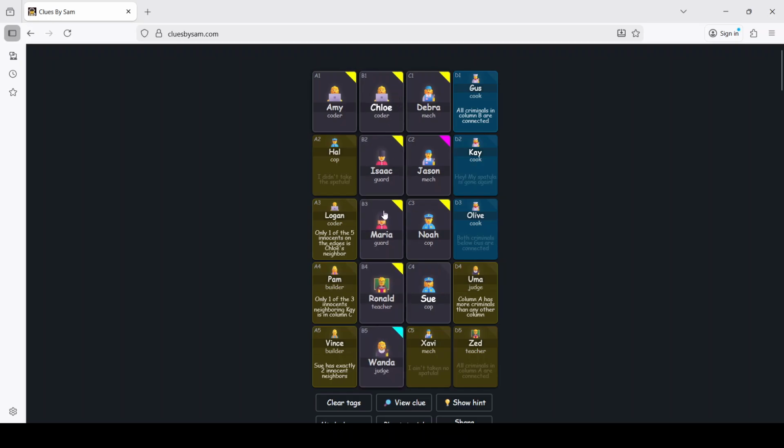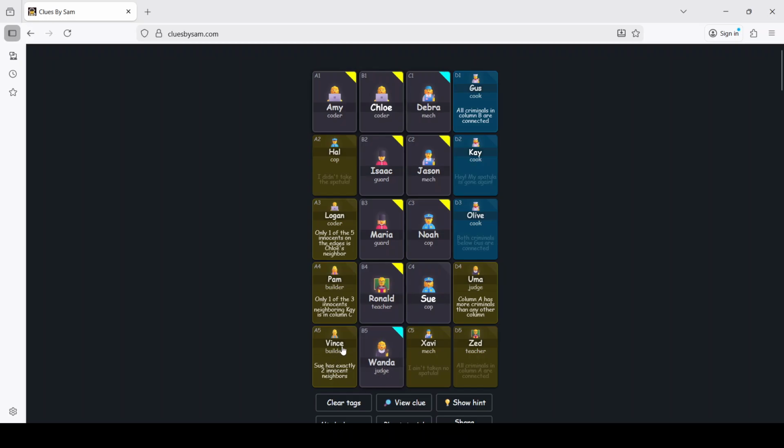So for column A to have more than column B, Amy would also have to be a criminal. And Deborah would have to be innocent. Jason would have to be a criminal. Sue could kind of go either way. So let's see if there are any clues contradicted here.